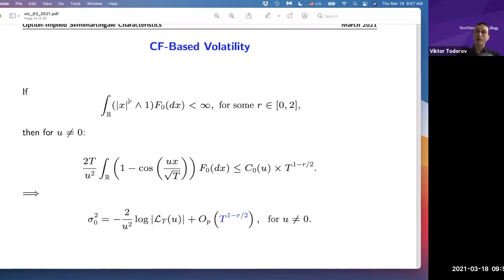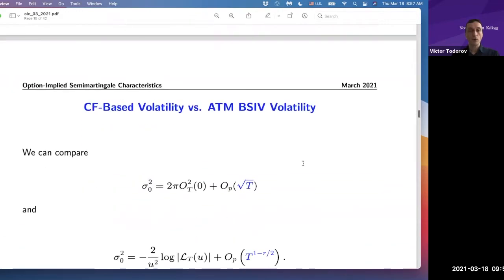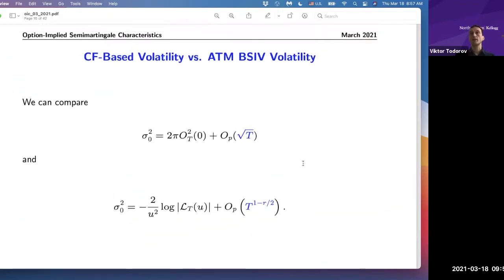Now in this case, you will have to tame that measure f0 a little bit because it's exploding, and that will lead to this bound. It's t to the power 1 minus r over 2. So now, if I compare the two estimators here, remember, I started with at-the-money Black-Scholes implied volatility, and then I'm looking at this alternative characteristic function-based volatility estimator. These are the two error terms.